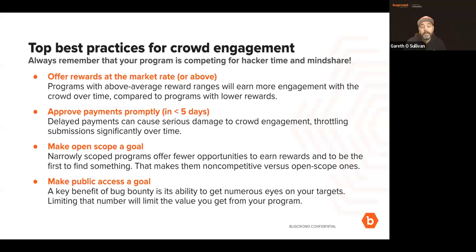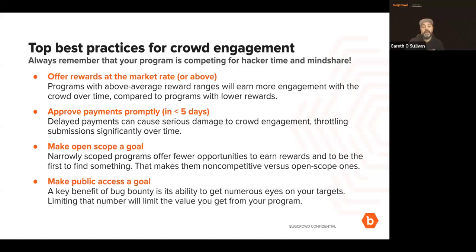One thing to keep in mind is that on Bugcrowd's platform and on other platforms, there are lots of programs that hackers can get involved in. So engagement is key, and keeping hackers engaged on your program is key. Rewards, and paying those rewards out promptly, really helps maintain that engagement. So approve payments promptly as well. As I've said, delays in payments can slow engagement down. It can also mean that you may not see submissions in good time, because hackers might feel that they're not being properly looked after from a payout perspective.